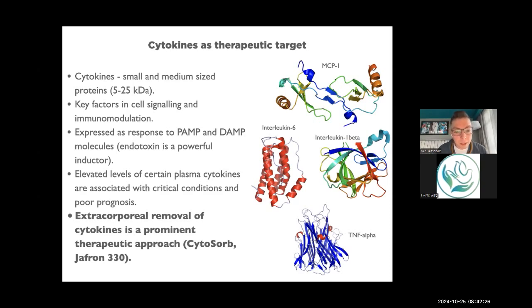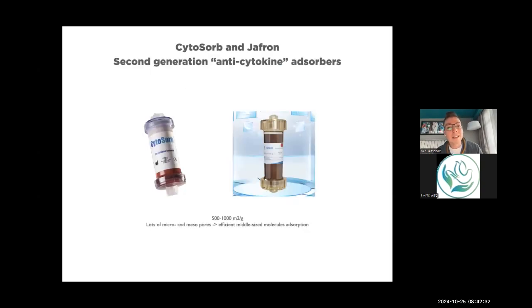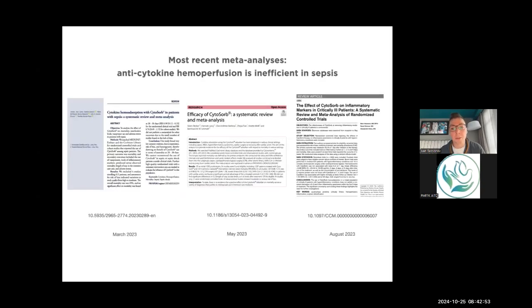And I think this approach is very familiar to you. The second generation of hemoadsorption in critical conditions, so-called anti-cytokine adsorbers. They have lots of micro and mesopores, huge internal porosity, efficient middle-sized molecule adsorption, but unfortunately they cannot do anything with the primary trigger, with the LPS.